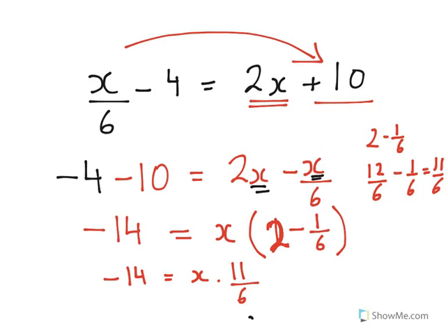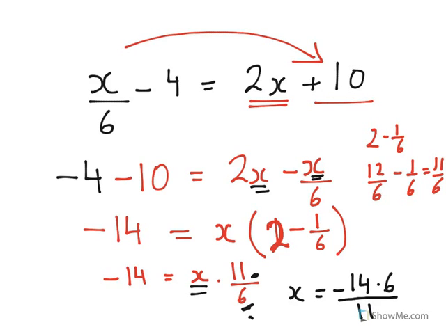Now what I can do to simplify this expression further is I want x by itself and I want all the numbers on the other. Well, because I was dividing by 6 here, I will then multiply by 6 on the other side, so minus 14 times 6. And because I was multiplying by 11 up here, when it moves to the other side, I will divide by 11. So I will get that x is minus 14 times 6 divided by 11.